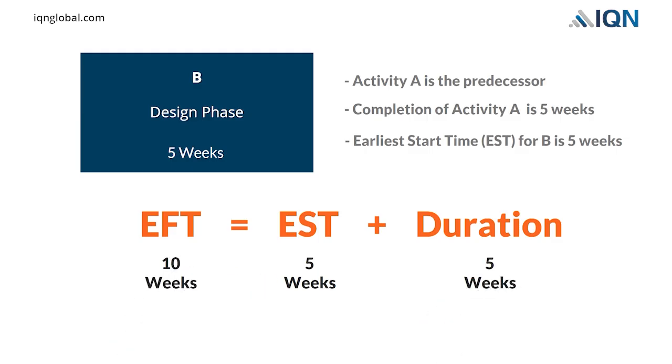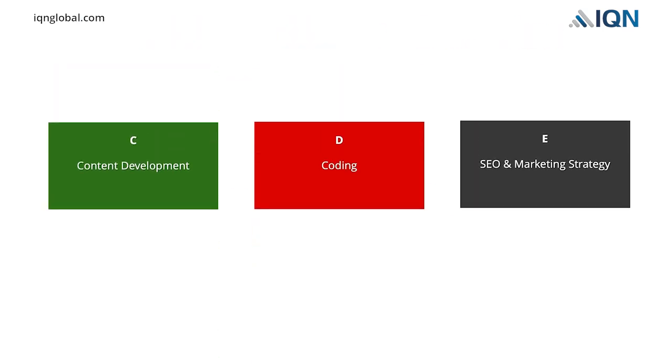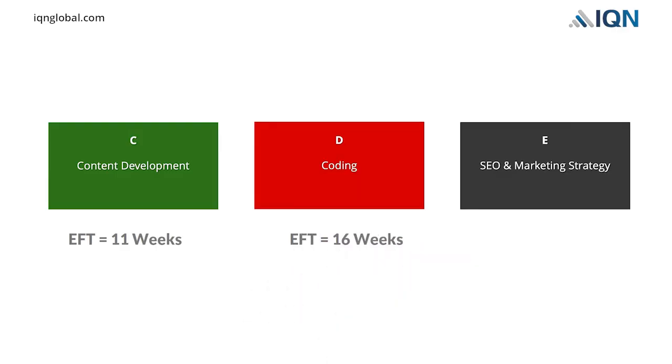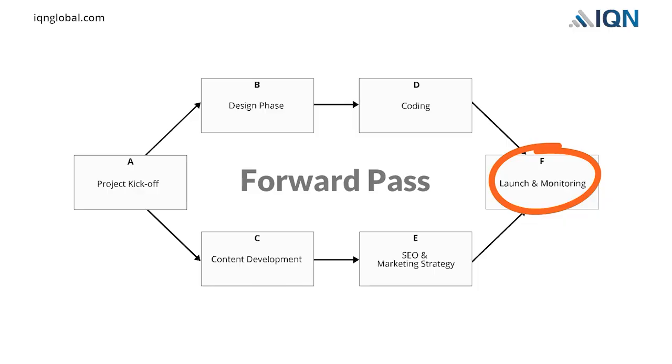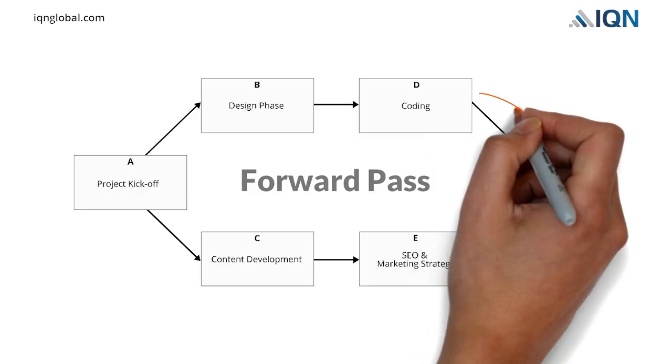In a similar manner, we can determine the earliest finish times for activities C, D, and E. The EFT of activity C is 11 weeks. The EFT of activity D is 16 weeks. And the EFT of activity E is 20 weeks. However, during the forward pass process, we encounter a challenge at activity F, as it serves as the merge point for both activities D and E.